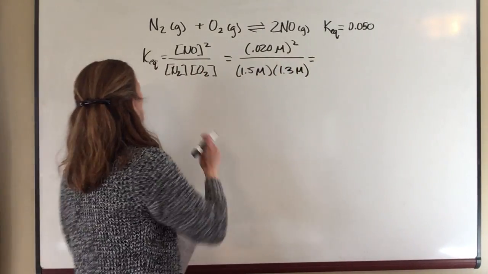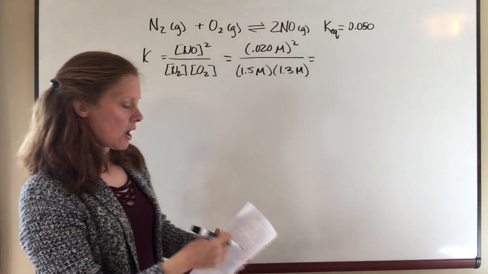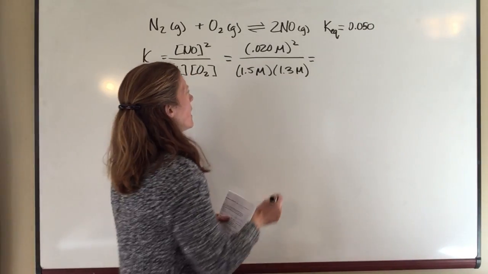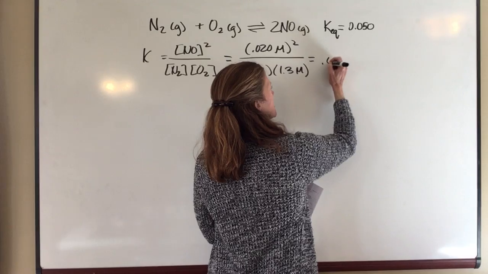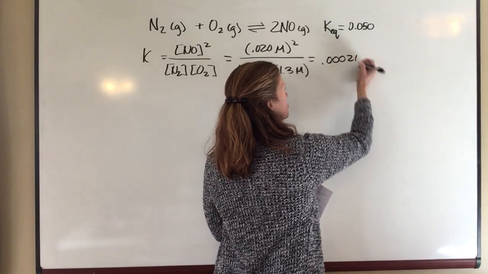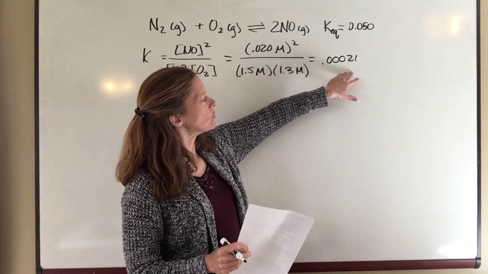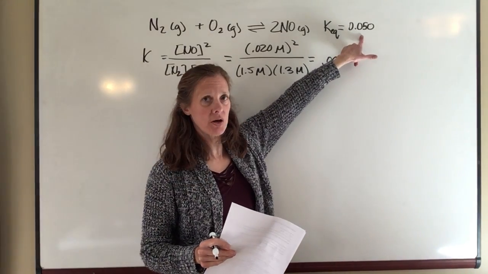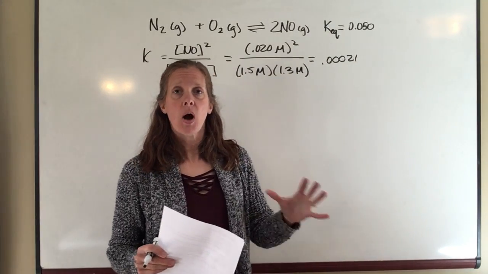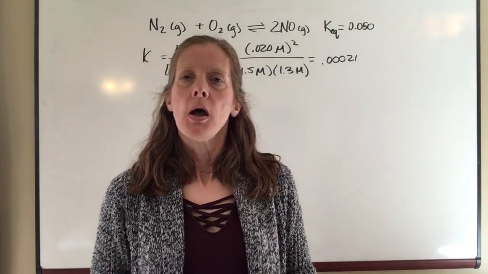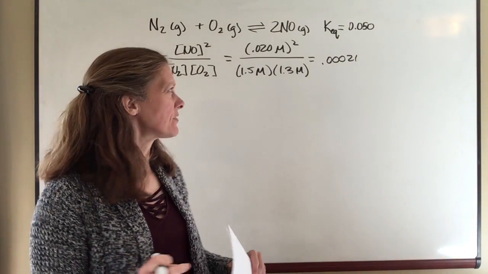And so, therefore, I probably shouldn't have put an EQ here because I don't know if I'm in equilibrium or not. When I calculate this, and you type all this into your calculator, you should get 0.00021. When I compare that with what I know the equilibrium constant to be, I can see that they don't match. So I am not at equilibrium. The question is, which way does the reaction have to shift in order to get there?